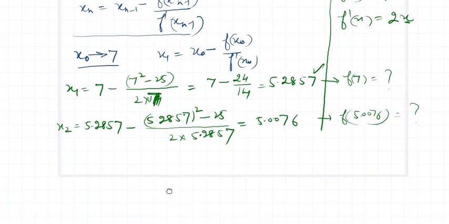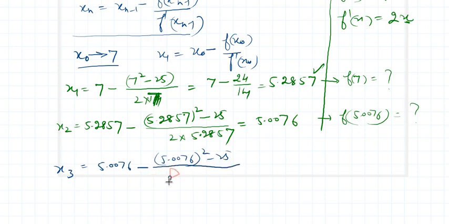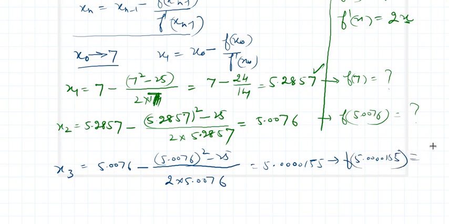So what is x3 now? x3 is equal to 5.0076 minus 5.0076 square minus 25, and whole divided by 2 into 5.0076. ये सिंप्लीफाई करके क्या आ जाता है? 5.0000155, ये रिजल्ट आ जाता है. Now it's more closer, और इस पे आप चेक कर सकते हो that what should be the value of this function. ये काफी क्लोज आएगी जीरो के. You can check it at your own level.